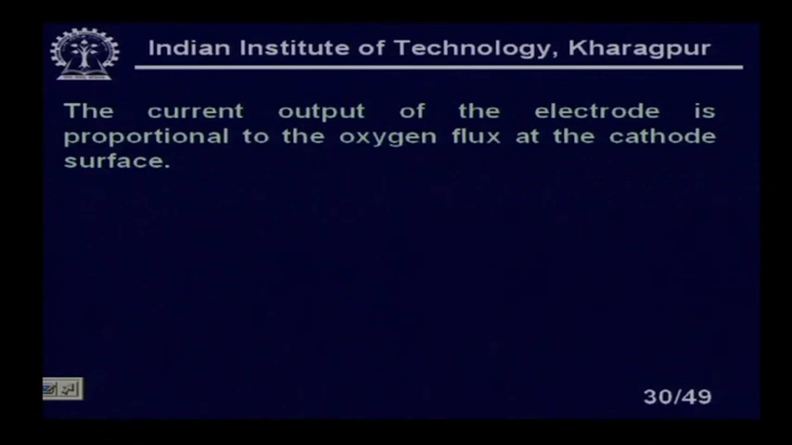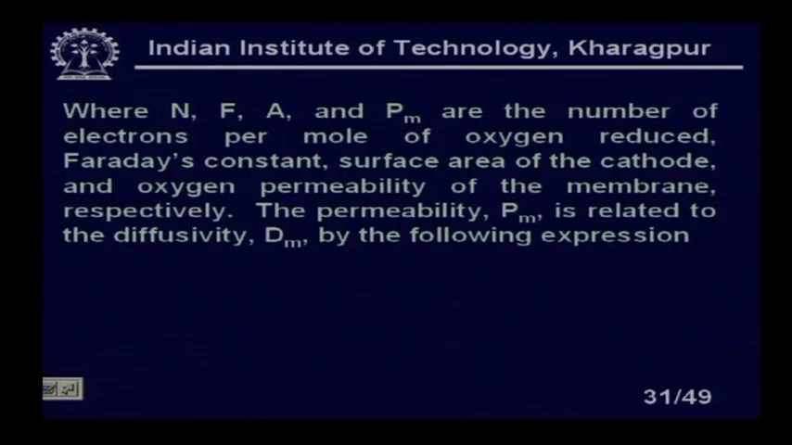The current output of the electrode is proportional to the oxygen flux at the cathode surface. Now, I equal to nFAPM multiplied by the partial derivative of P with respect to x at x equal to 0, that means at the cathode surface. Here n is the number of electrons per mole of oxygen reduced, F is the Faraday's constant, A is the surface area of the cathode, which is very easy to calculate because it is pi r square or pi d square by 4, and PM is the oxygen permeability of the membrane, respectively.